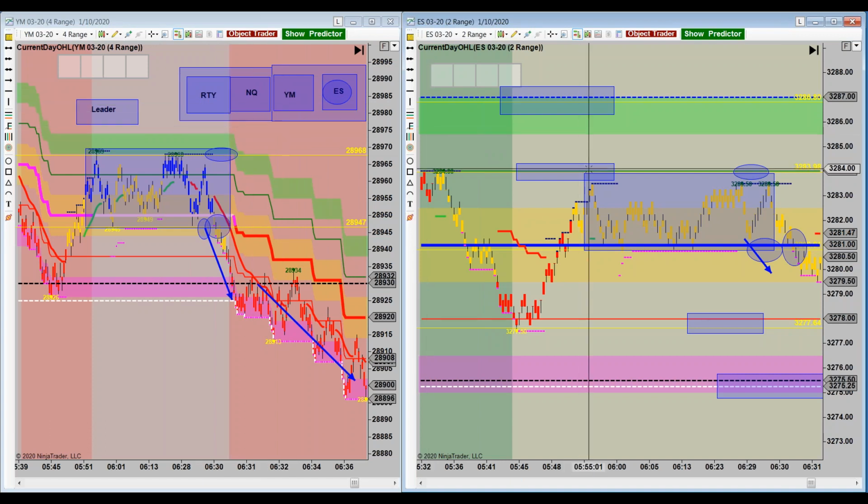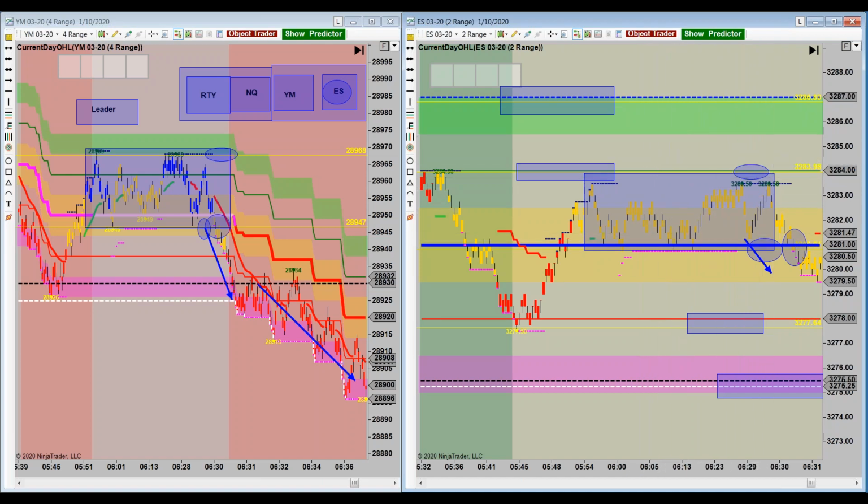Everybody understand the setups? No, I use the same settings, Dave. Can you see the four range settings here on our indicators? The Viper indicators over here, just like this chart. So the only one I've changed to a two range is ES. And I did that because I get much more detail. You don't have to do that. You can put a four. Four is just as good to trade.